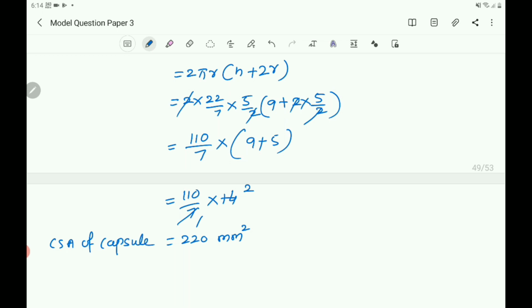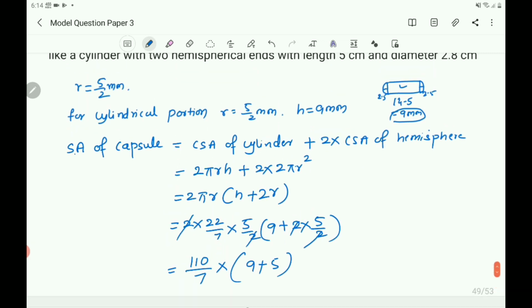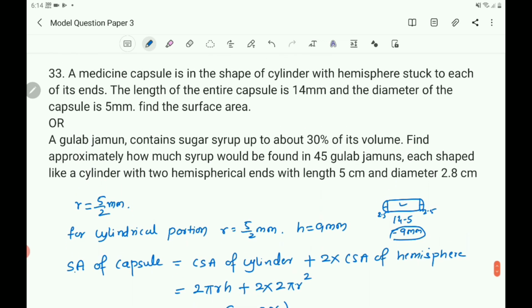CSA of capsule equals 220 mm square, or also you can write 220 square millimeter, that is the surface area of the capsule. Then you take the second question, that is the choice question.